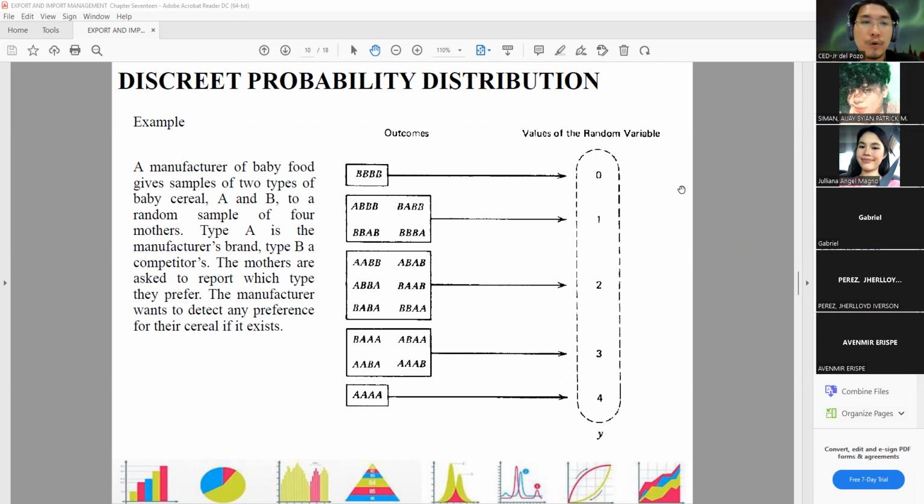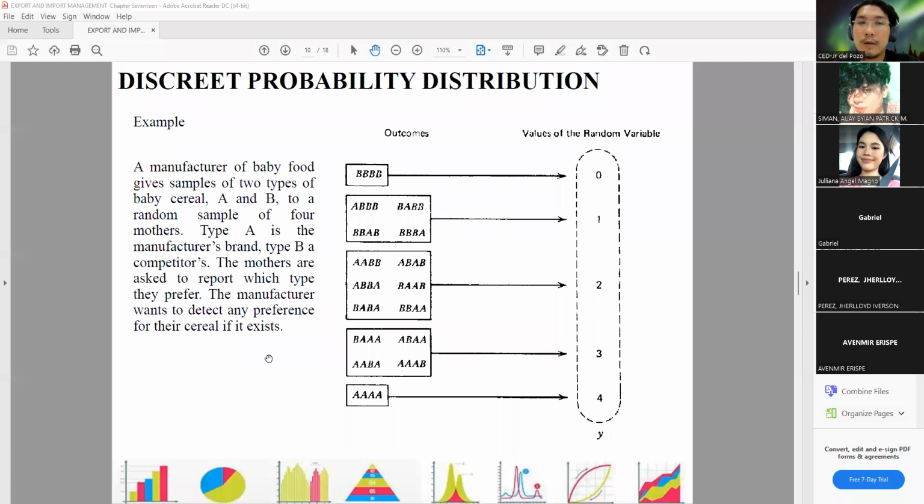The mothers are asked to report which type they prefer. The manufacturer wants to detect any preferences for their cereal if it exists. So yung A is the baby food A, yung B is the baby food B.